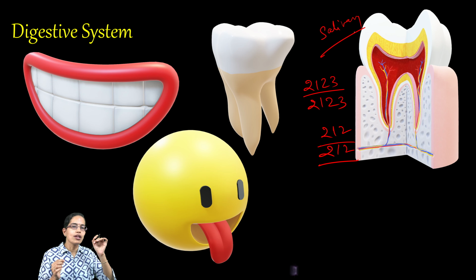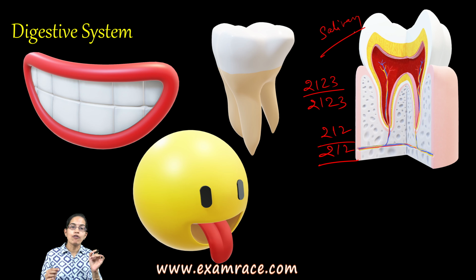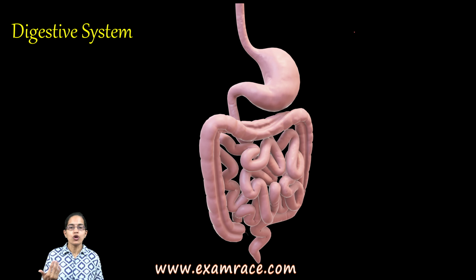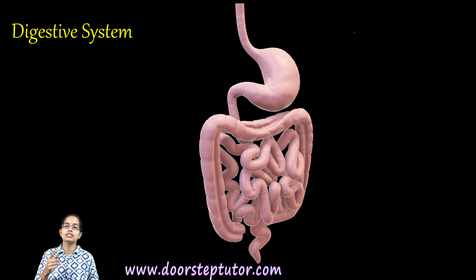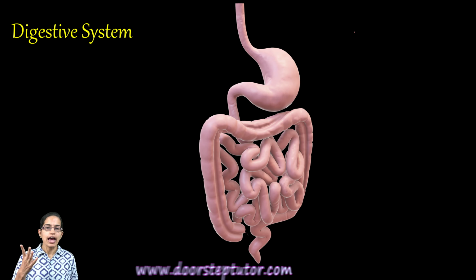The tongue has small papillae. Now, these papillae have what? They have the taste buds. What are the four kinds of tastes that can be observed? Salt, sweet, sour and bitter.